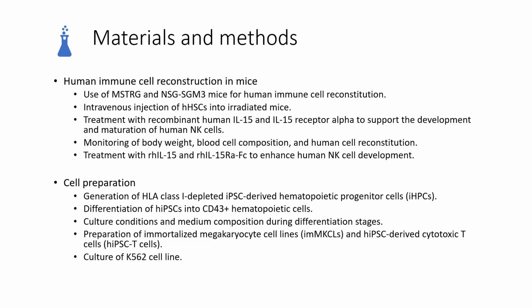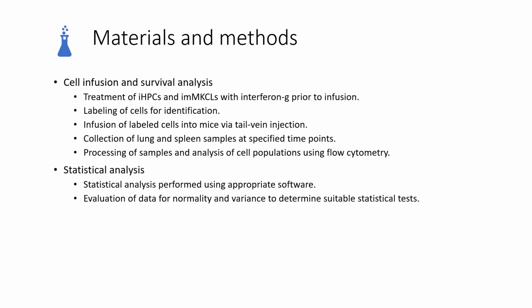For cell preparation, the generation of HLA class 1 depleted iPSC-derived hematopoietic progenitor cells, also known as iHPCs, differentiations of HiPSCs into CD43 plus hematopoietic cells, culture conditions and medium composition during differentiation stages, the preparation of immortalized megakaryocyte cell lines, imMKCLs, and HiPSC-derived cytotoxic T cells. Finally, the culture of K562 cell line.